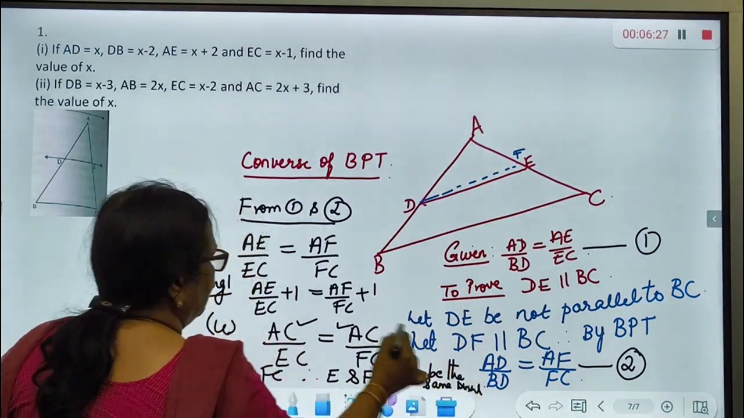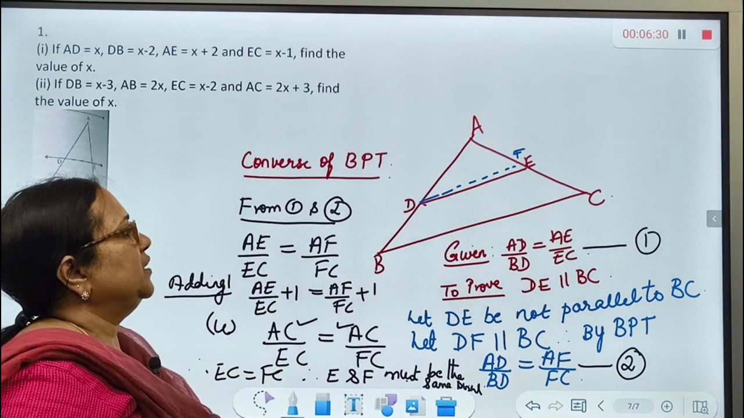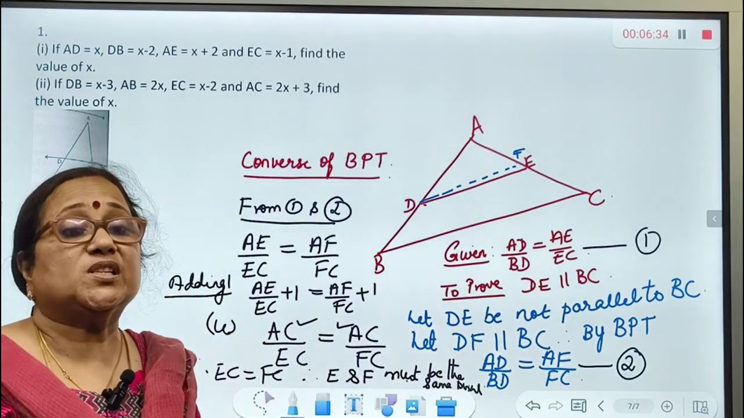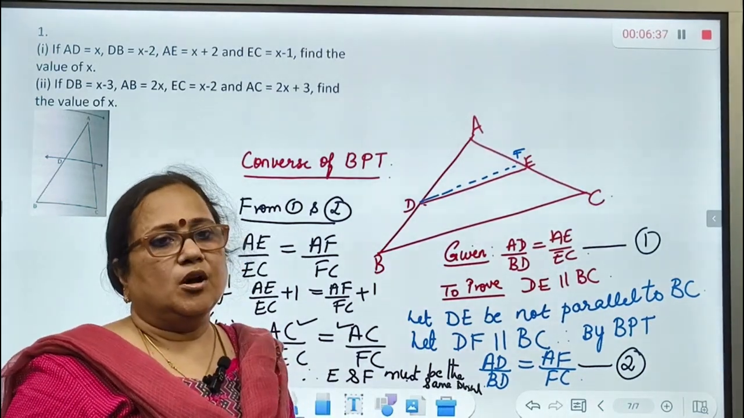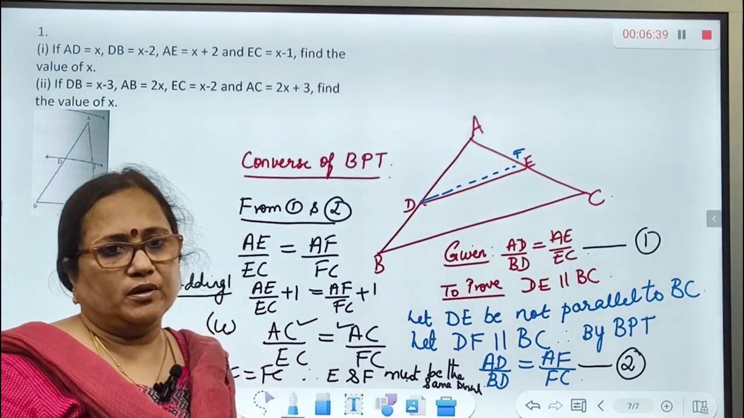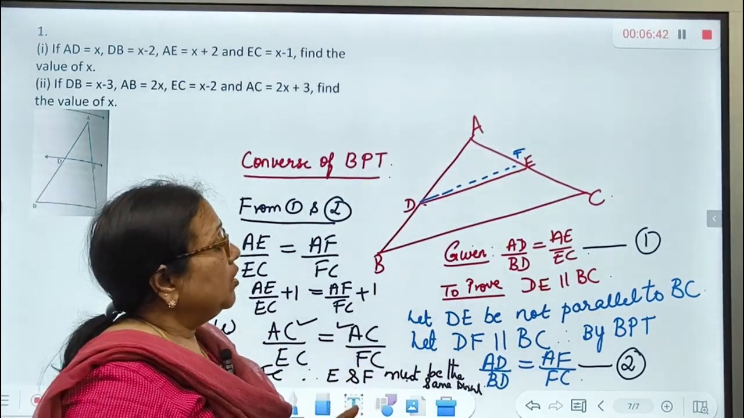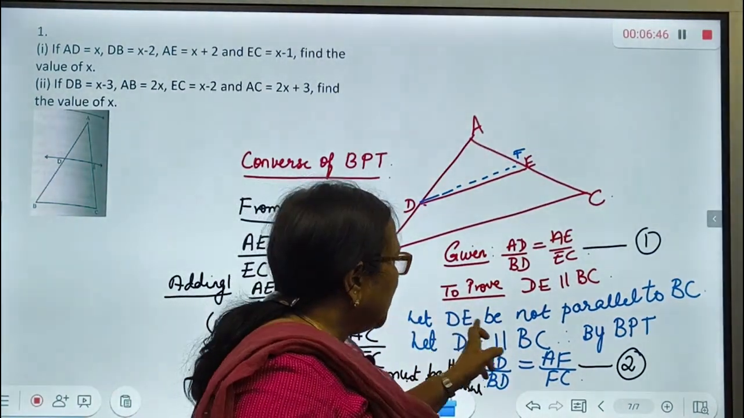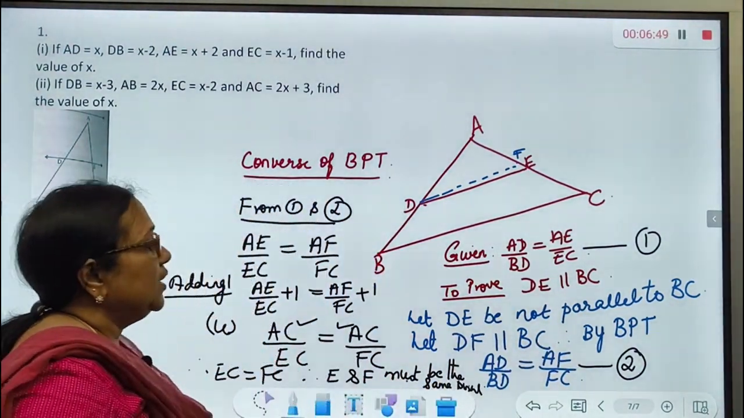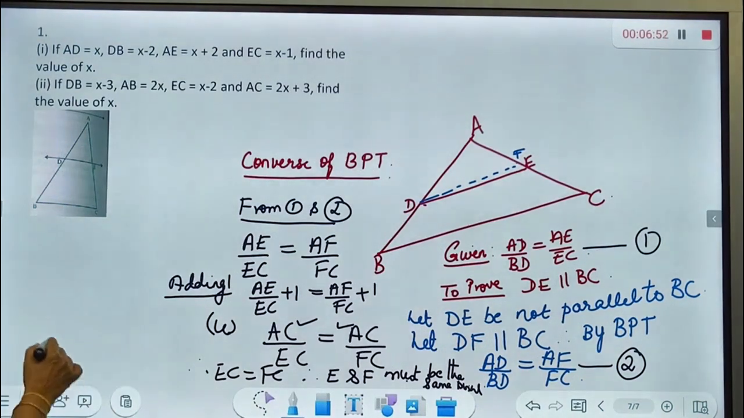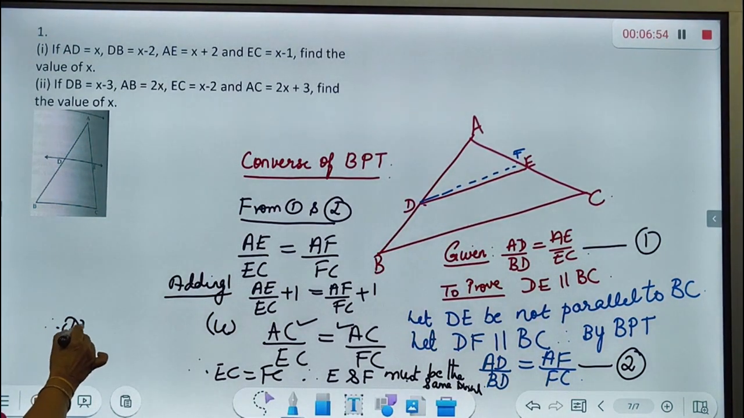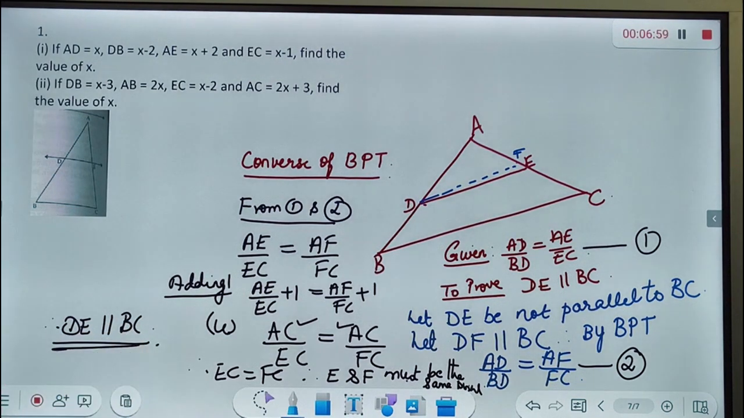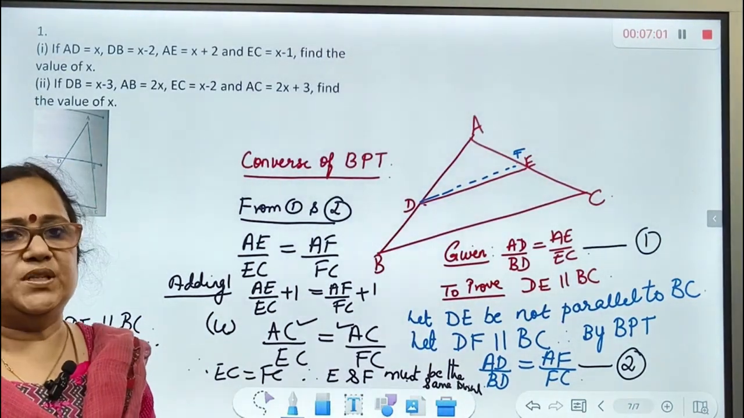See, if from these two we get EC equal to FC, when will that be possible? Only if F coincides with E, or rather E and F represent the same point. So now we have got a contradiction. Therefore what we assumed is not correct. What did we assume? DE is not parallel to BC. Therefore DE is parallel to BC. Is it clear? Therefore DE is parallel to BC.